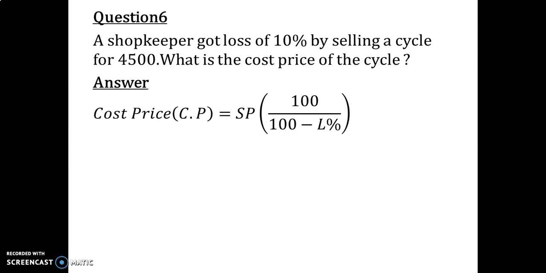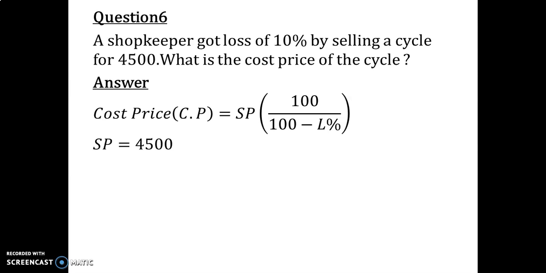We have the formula here. Cost price is equal to selling price into 100 divided by 100 minus the loss percentage. Here we are using this formula because the seller got a loss. If we have some profit, then we will use the formula cost price is equal to selling price into 100 divided by 100 plus profit percentage.